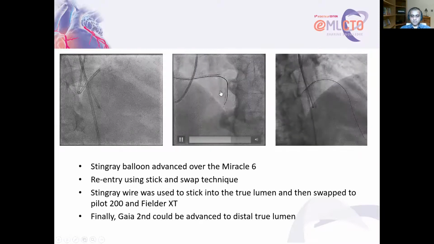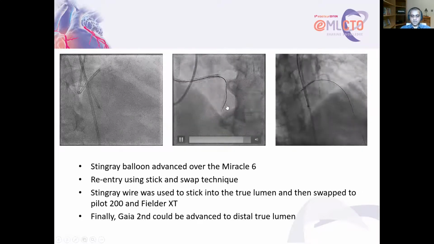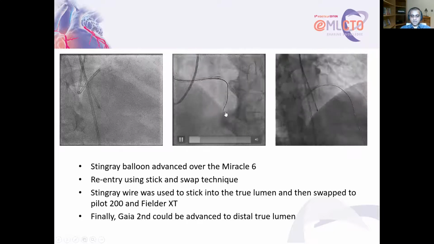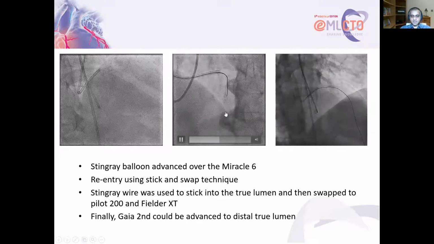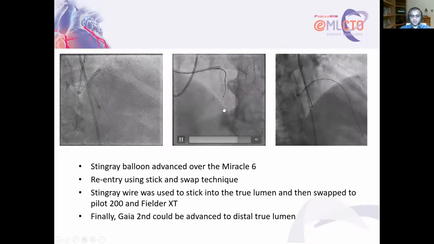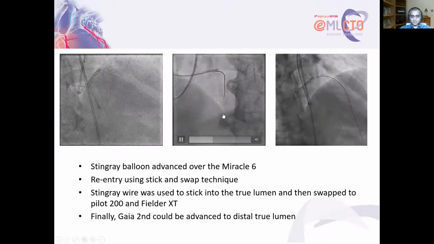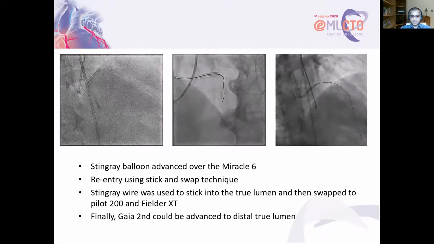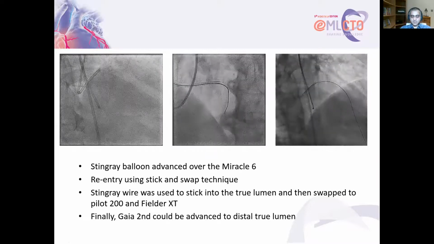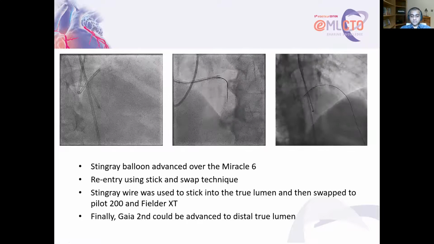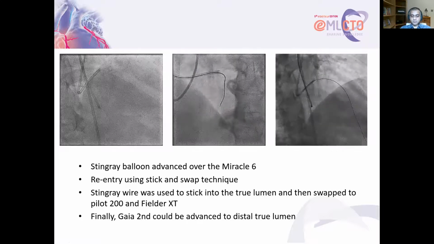We're in the ilio-cranial view here. I then bring the wire back, give it a 180 degree turn, and am then able to come out from the more proximal port. And as I did that, I could feel a pop as it went back into the true lumen of the vessel here. Now, we advanced this only a small amount, and then we went for what is known as a stick and swap strategy. So the Stingray wire was removed, and I exchanged this to a Pilot 200 wire.